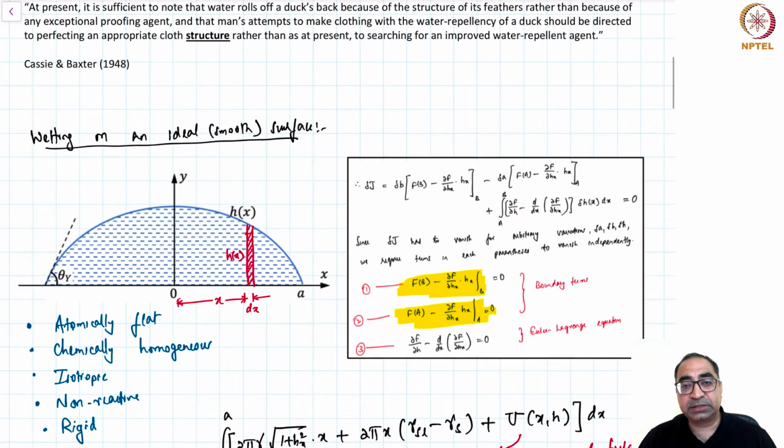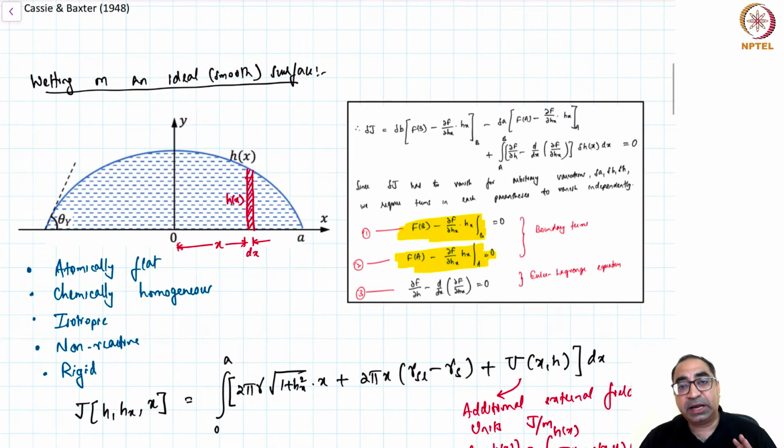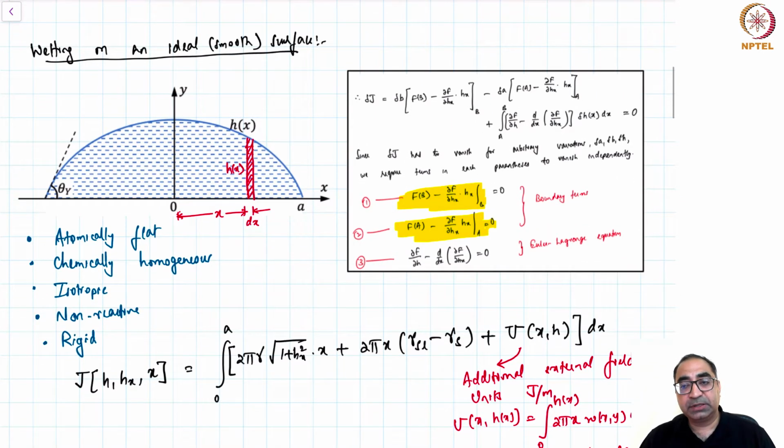I then extended the discussion to look at wetting on an ideal rough surface. This is a surface which is atomically smooth and chemically homogeneous, which means that the surface energy of the solid does not change in space. Now, this was a discussion that we had already. This was a problem that we've already studied in the two-dimensional setting.